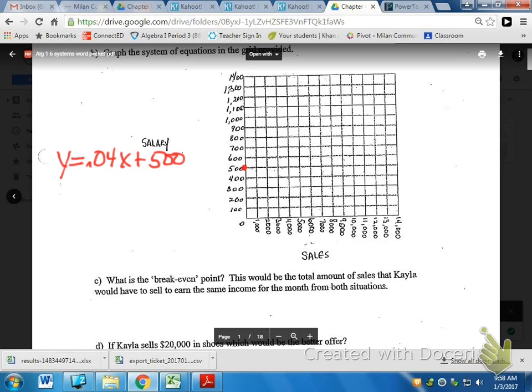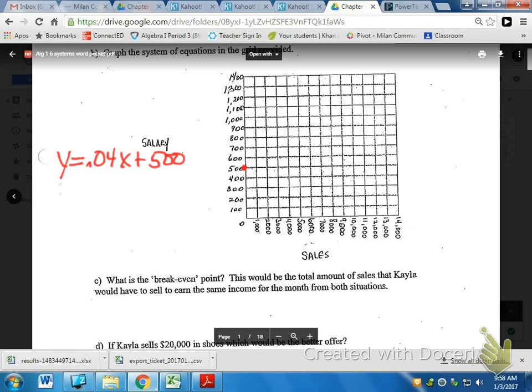And notice across the bottom, the sales are in thousands of dollars. So I would definitely go by that. I wouldn't try to figure out, oh my gosh, I'm going to rise 0.04 over 1. That would not work at all. You would put $1,000 in there, and if I put $1,000 in there, what would that amount be? Anybody know? Jared? $40 plus the 500, so $540.